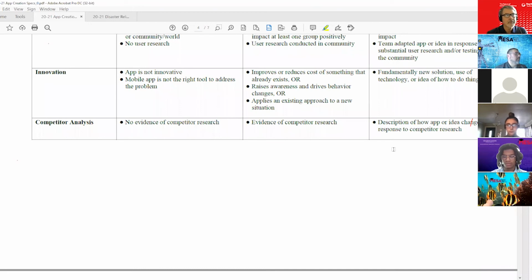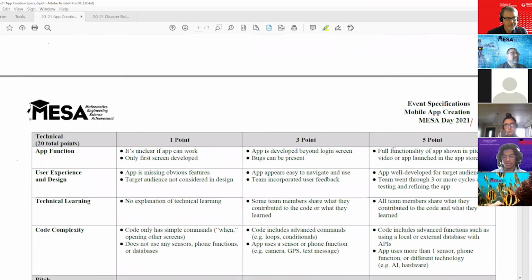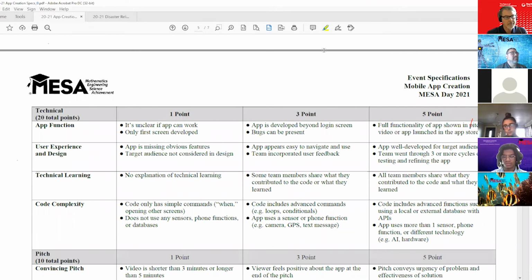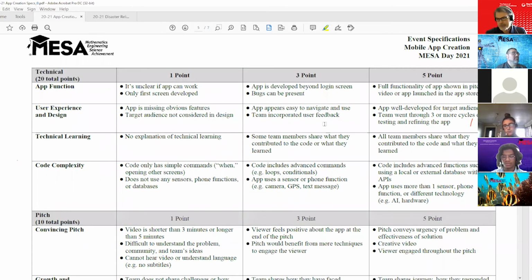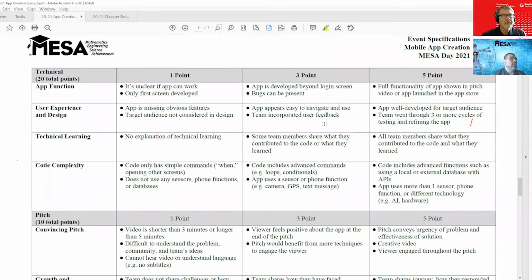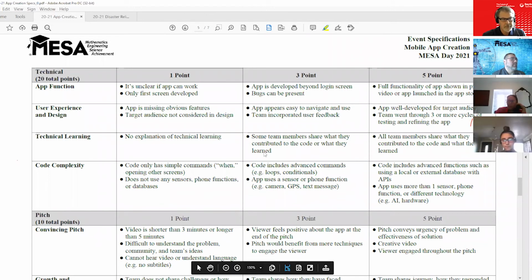Okay. And then we get into some of the technical stuff, right? Is it functioning the way you said it was going to function? You're like, if we're not sure that your app is working, we're going to give you a 1. So, it should be working. It should be clear that it's going to do what it's going to do, right? We understand this could be buggy.